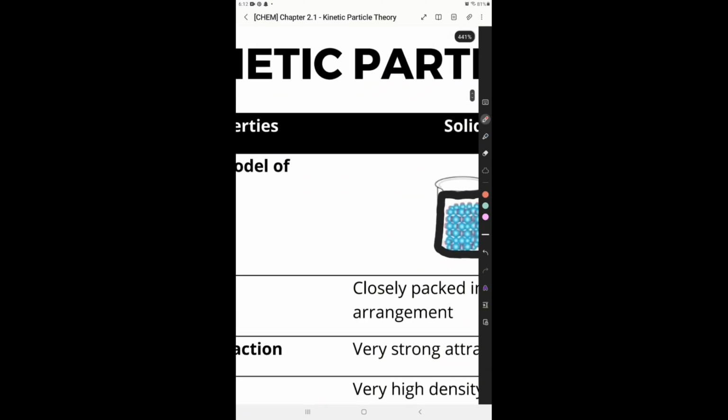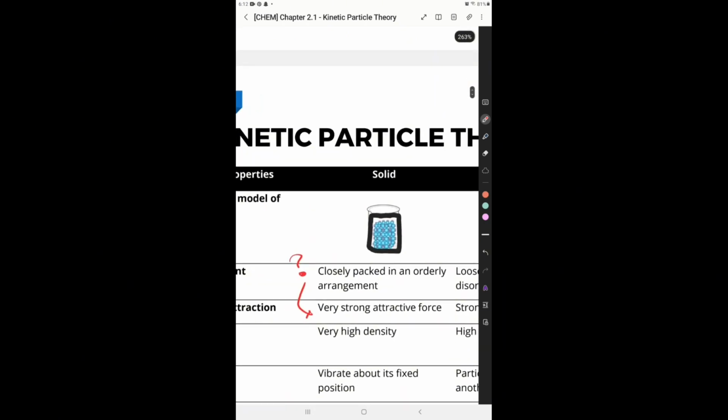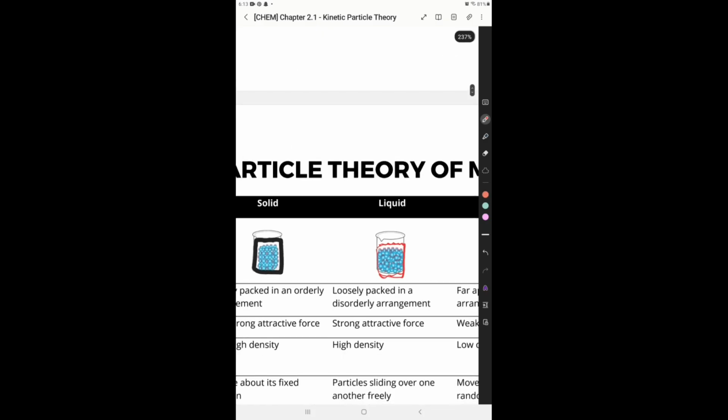And why is it that they are so closely packed together? The answer is strong attractive forces, a high force of attraction. Since there is a high force of attraction, they are closely packed. So you can learn this in a way that when the attraction is high, there is closeness. Basically, whenever the attractive forces are high, they are closely packed together. And in liquids there are strong attractive forces but a little less strong than in solids. That's why they are loosely packed.